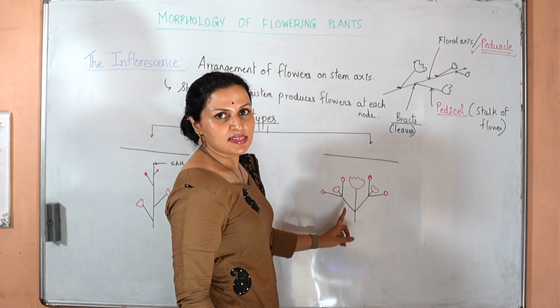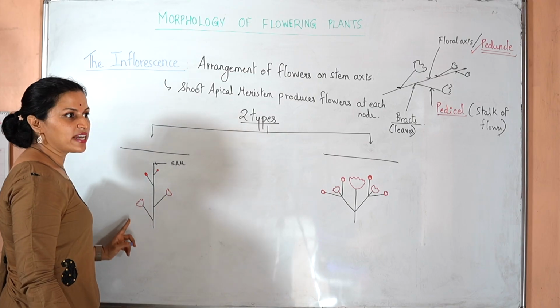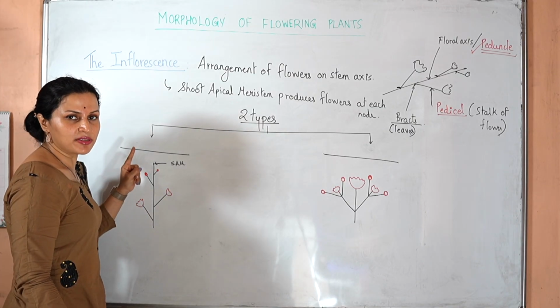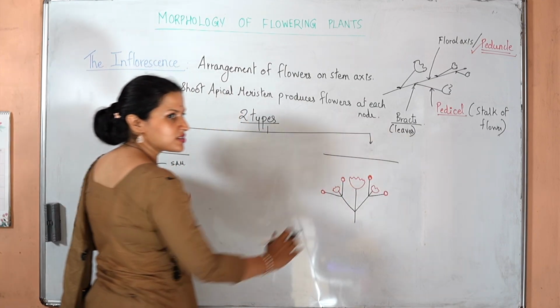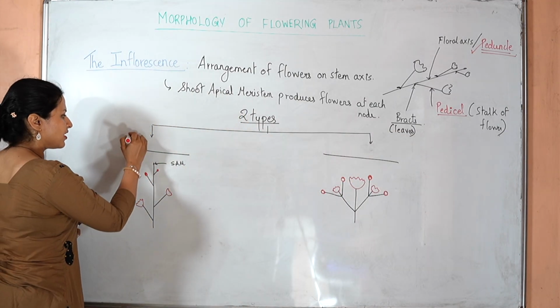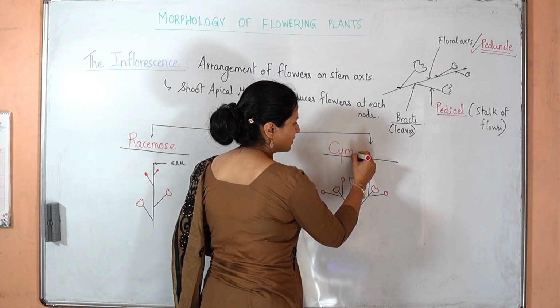The shoot apical meristem in this case has a limited growth, unlike this one in which it had an unlimited or indeterminate growth. This is a determinate growth. So these are the two types of inflorescences. The first one is known as Racemose Inflorescence and the second one is known as a Cymose Inflorescence.